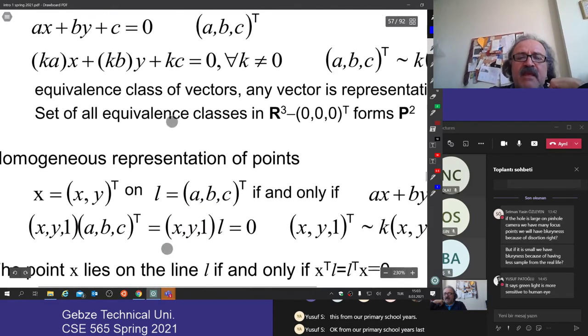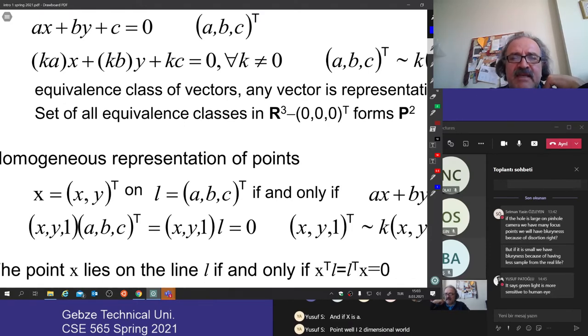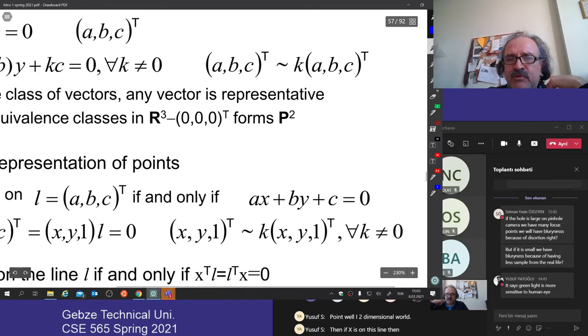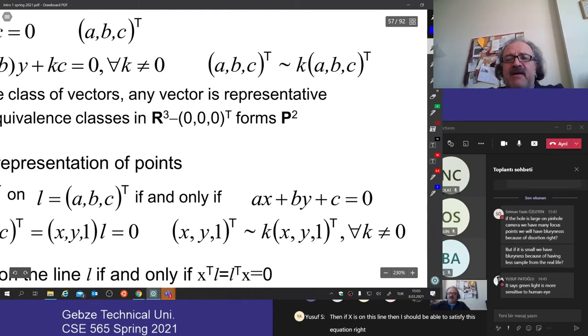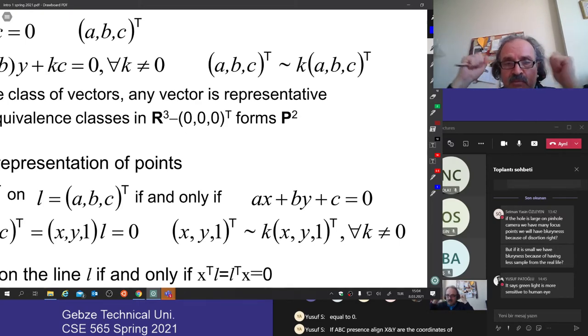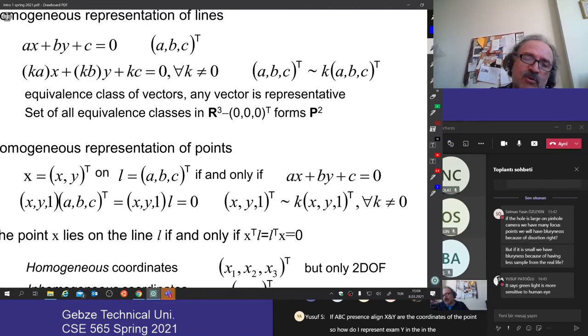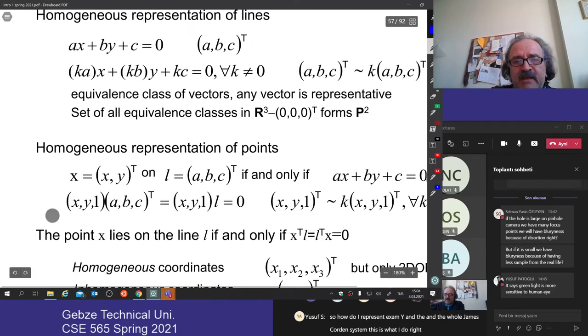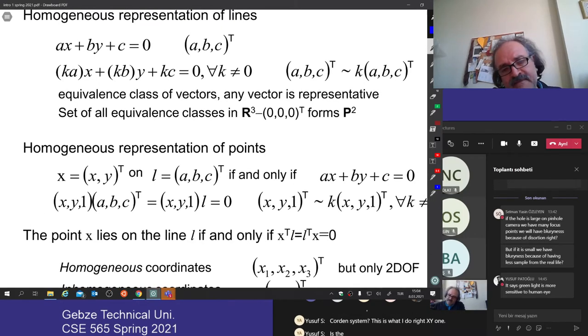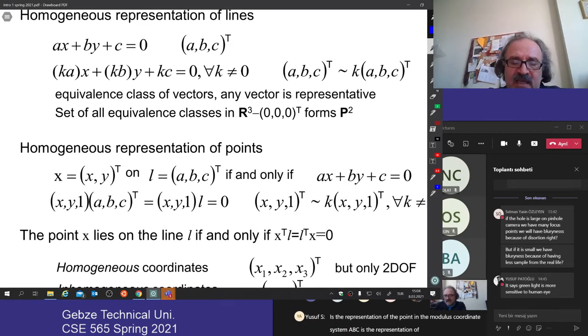Let's look at this one. If l = (a, b, c) is a line, and if x is a point in a two-dimensional world, then if x is on this line, I should be able to satisfy this equation: ax + by + c should be equal to zero. x and y are the coordinates of the point. So how do I represent this x and y in the homogeneous coordinate system? (x, y, 1) is the representation of the point, and (a, b, c) is the representation of the line.